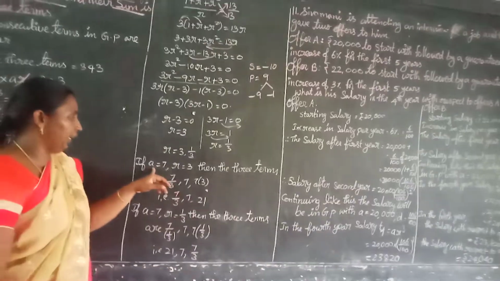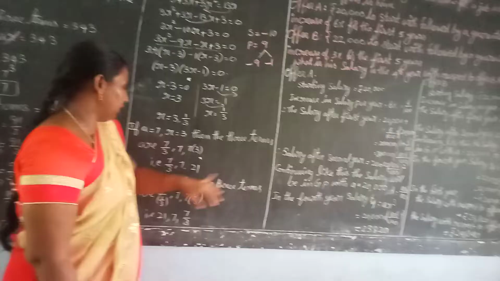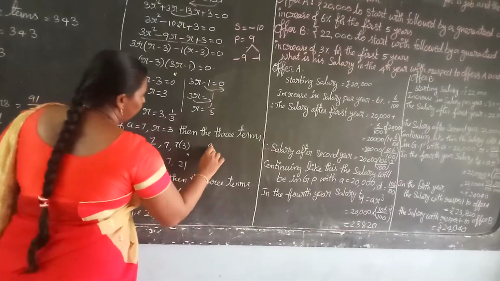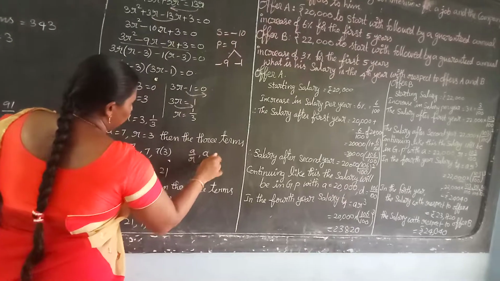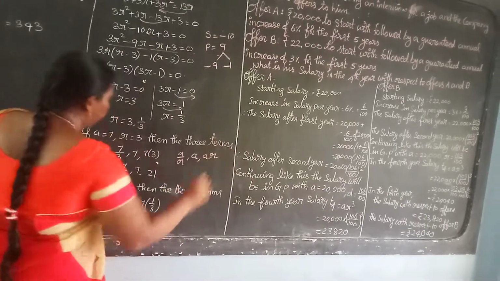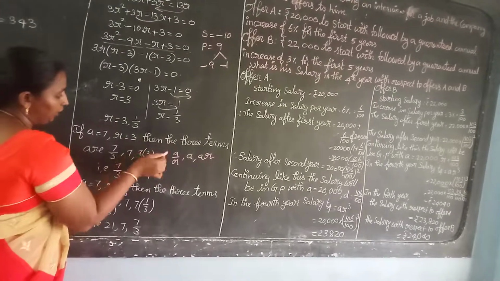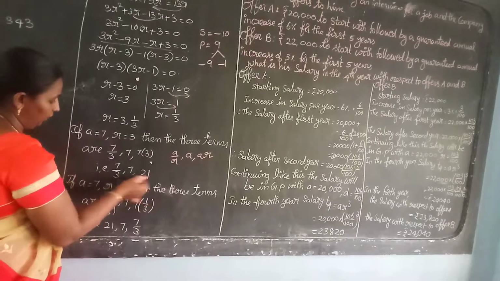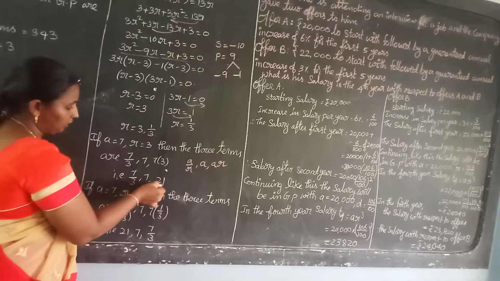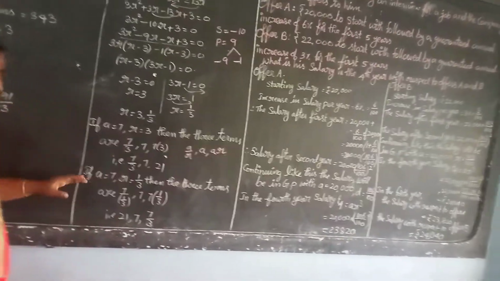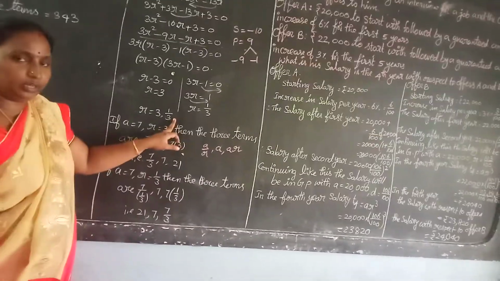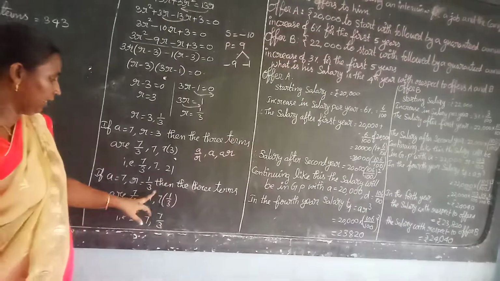So first take A is 7 and R is 3. Then the three terms are A by R, A, AR. A by R is 7 by 3. A is 7. AR is 7 into 3, you will get 21. So you will get 7 by 3, 7, 21. Now another value is R equal to 1 by 3.